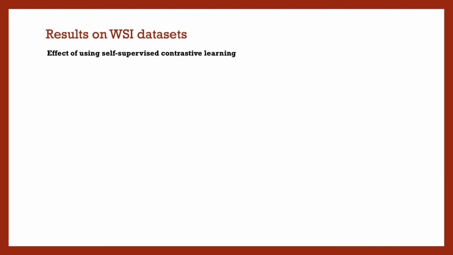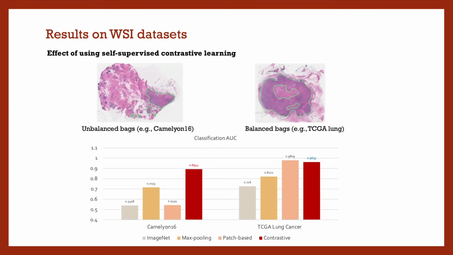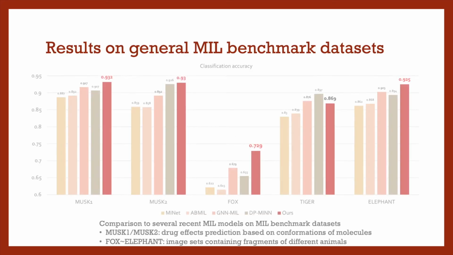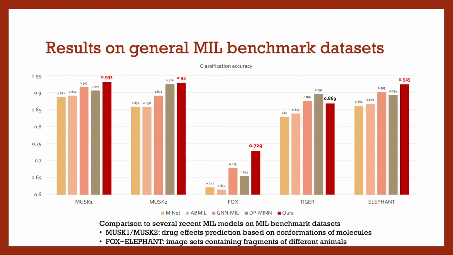To show the effect of using self-supervised learning features, we compare the features learned using different pre-training methods. The result shows that self-supervised learning leads to superior features compared to ImageNet features, and even better than features learned by end-to-end training using max pooling. At last, we test our model on several multiple instance learning benchmark datasets. Our model shows a clear-cut improvement on the classification accuracy over the recent models and demonstrates state-of-the-art performance.